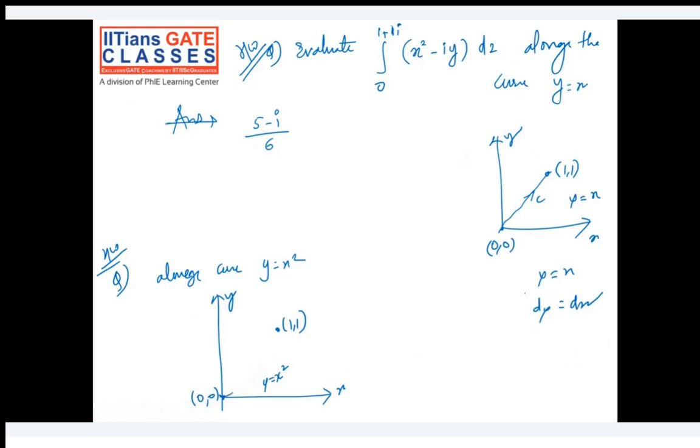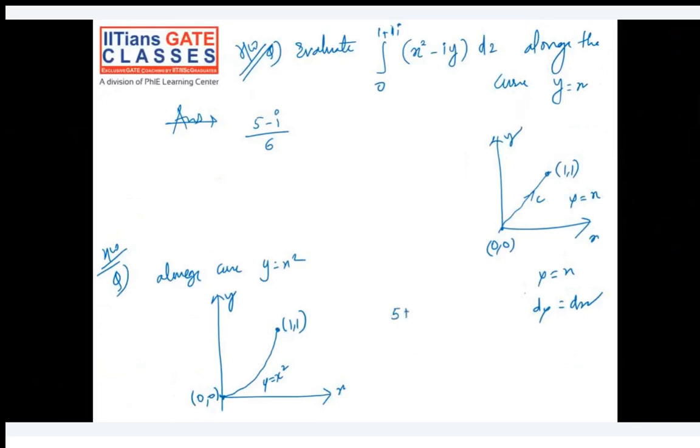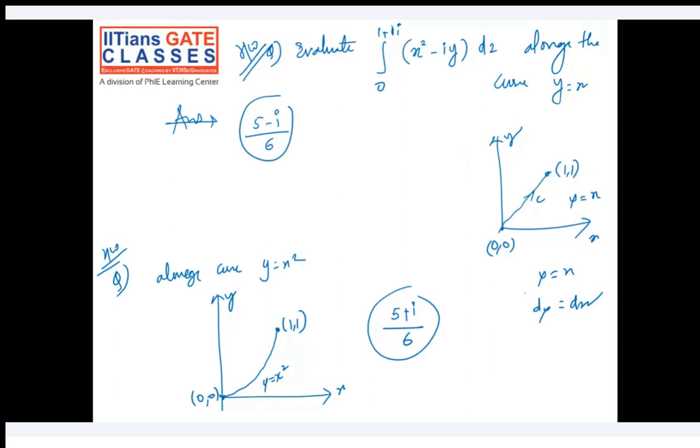Y is equal to x square is a parabola. So you solve it, and in this case you should get the answer (5 plus i) by 6. This is the difference: (5 minus i) by 6 and (5 plus i) by 6. So whenever you get free time, you solve these questions, part A and part B. So this is the A part of this question, this is the B part of the question.